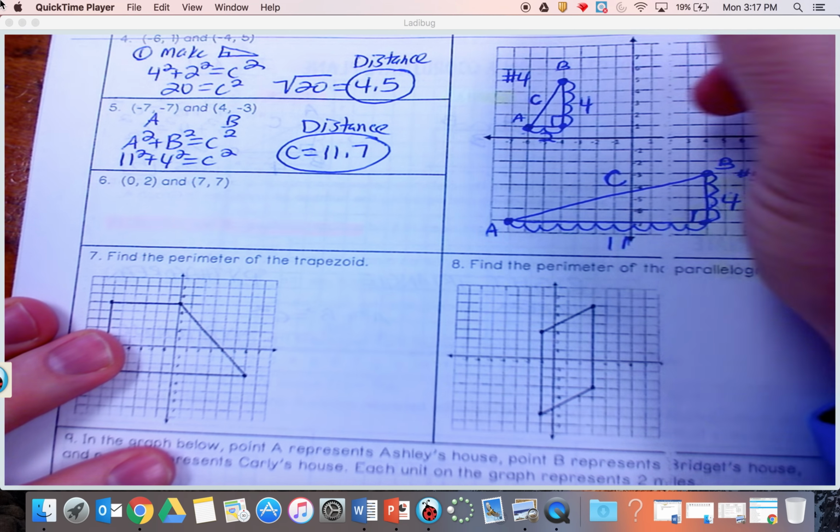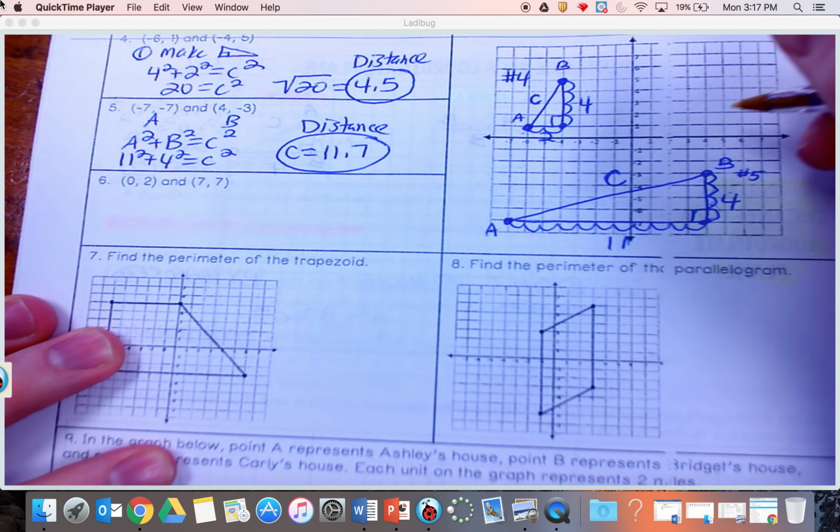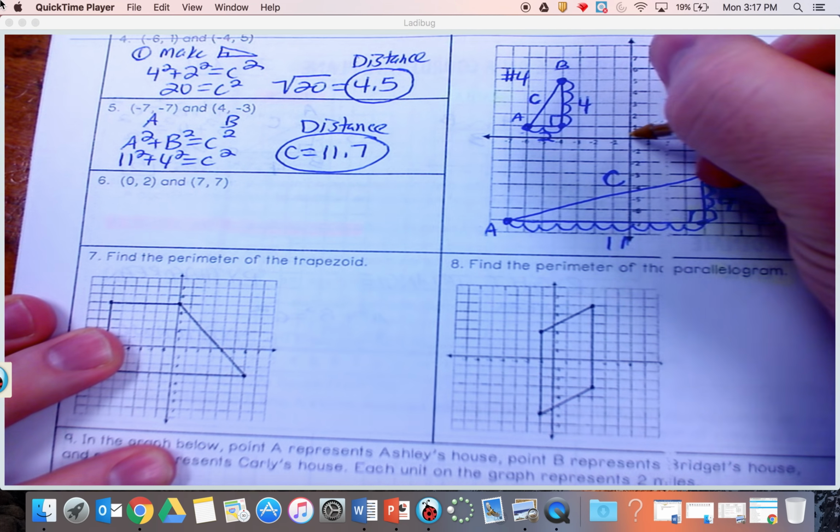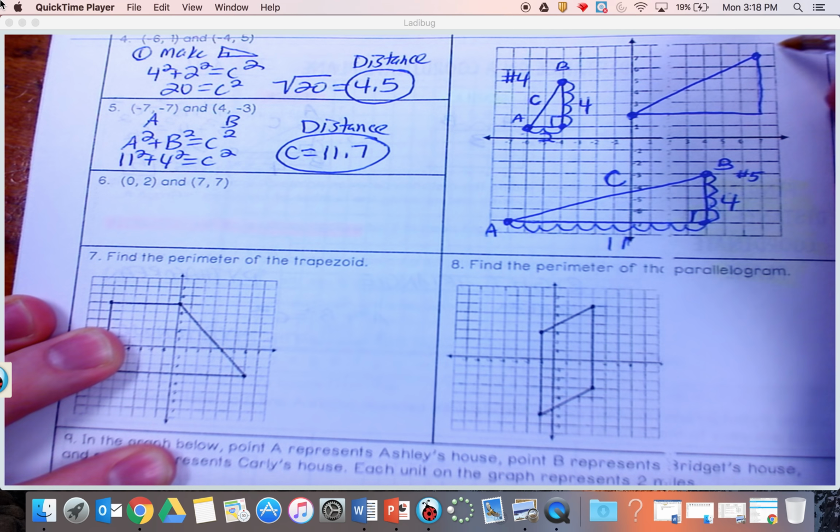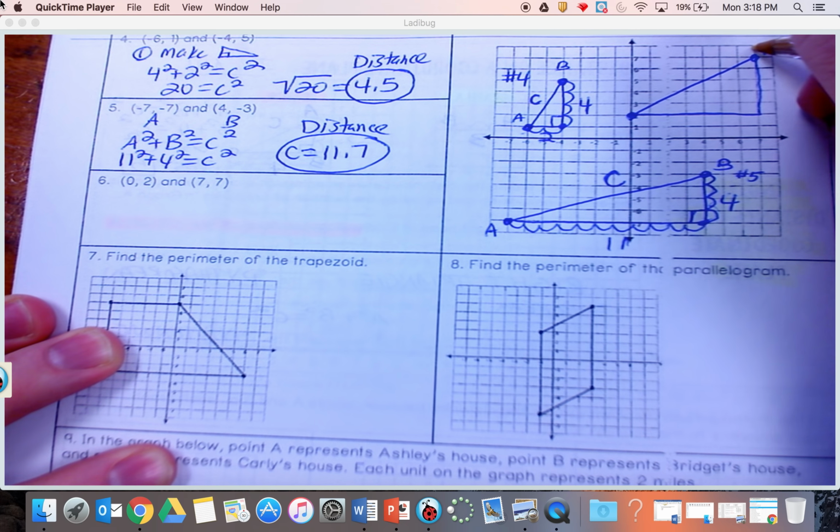All right, welcome back. You should have that already. So (0, 2) is my next point here. There it is. And then (7, 7), right there. I'm making my triangle to connect those two. Here's number 6, A and B.